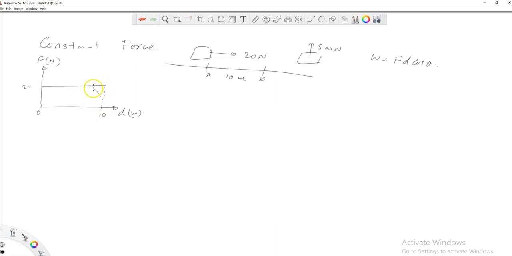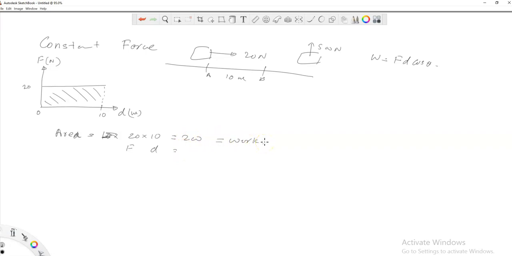Now what about the area of this graph? This is a rectangle. So how do you find the area? Area is, you multiply the two sides, right? This side is 10, this side is 20. So 20 times 10 gives you 200. The significance of this area is, if you think about it, this is your force, this is your distance. This is 200, which is work. Right? So area is the work.